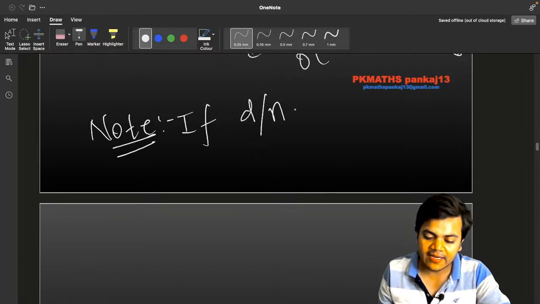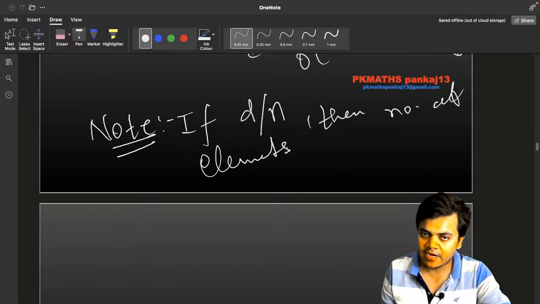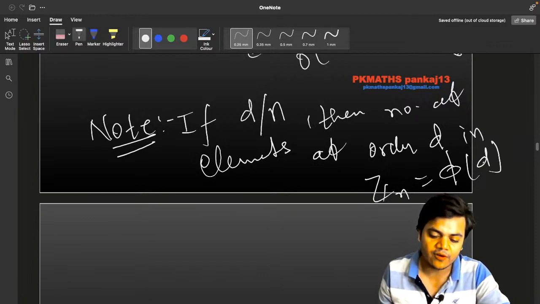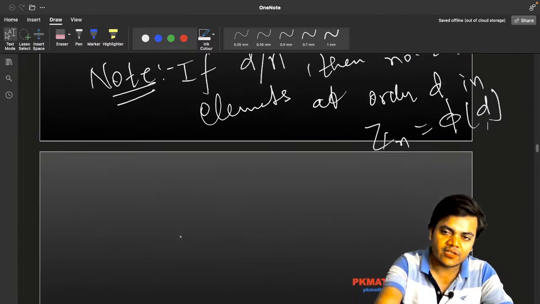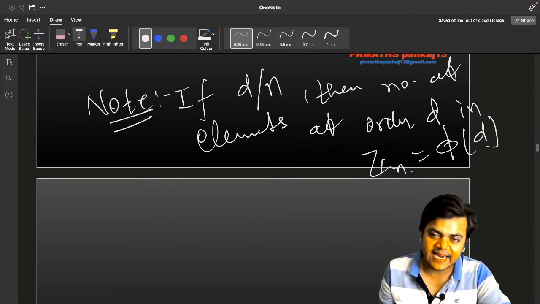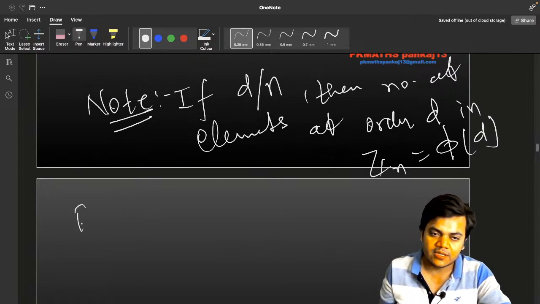If D divides n, then the number of elements of order D in Zn is equal to phi D, and this phi D represents what? Euler's phi function of D. So I am just going to ask a very simple question. You must write this formula, that if D divides n, then the number of elements of order D in Zn will be equal to phi of D. So what is the thing I am going to discuss?